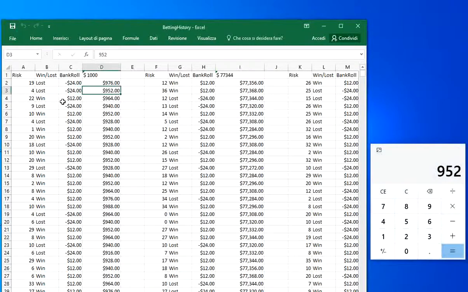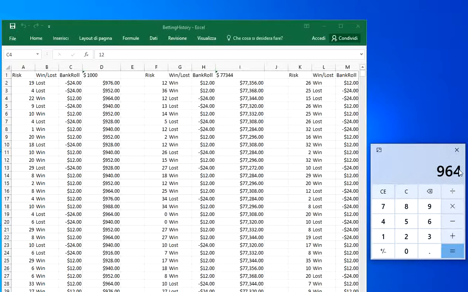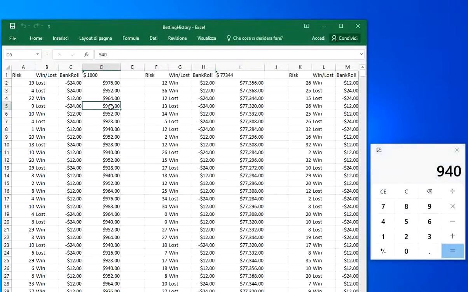Third bet we won with number 22, which is we won 12. So this plus 12 gives us 964, and that is it. Next bet we lost with number 9, so 964 minus 24, our lost bet, equals 940. All right, so that is it, 940. Now we keep on going.